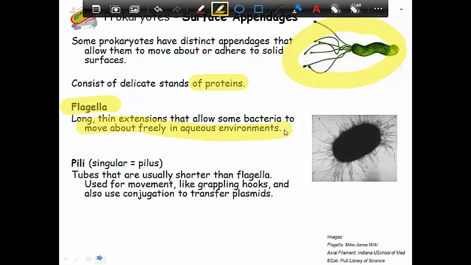Another type of appendage is the pili, or if you call one of them a pilus. They are tubes that come out of the bacteria that are shorter than flagella, but they can also be used for movement, like grappling hooks. The bacteria will toss out a pilus and try to attach to something and pull. It can also be used for conjugation to transfer plasmids. We'll talk more about this a lot later on, but basically two bacteria can hook up and exchange DNA with each other. The pilus is this tube that allows them to transfer DNA from one bacteria to another.